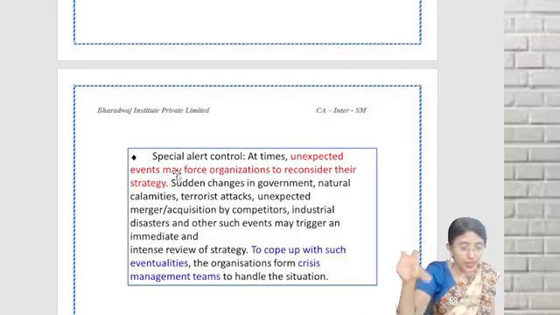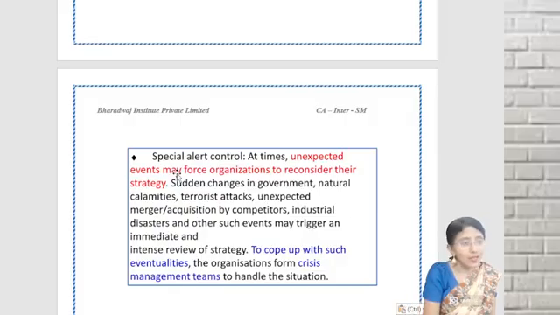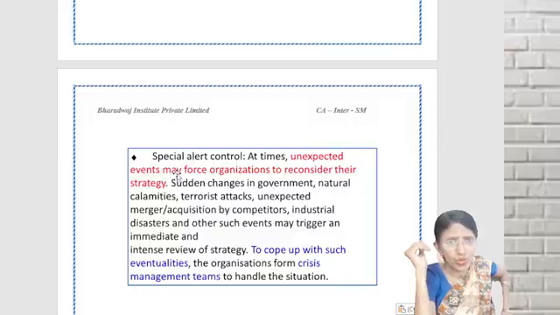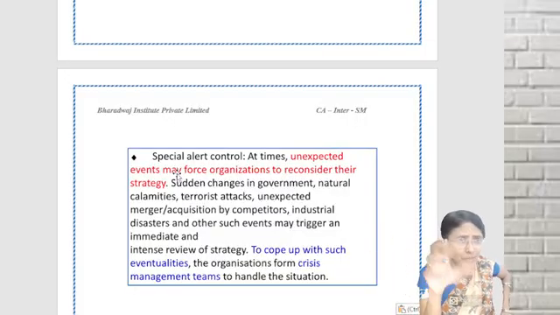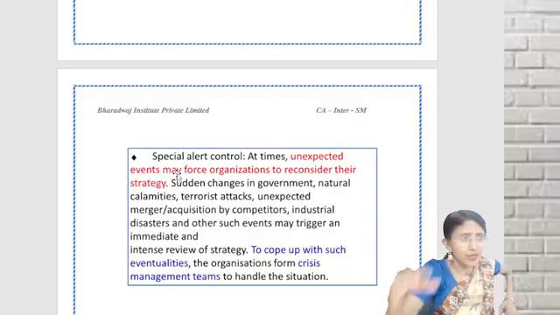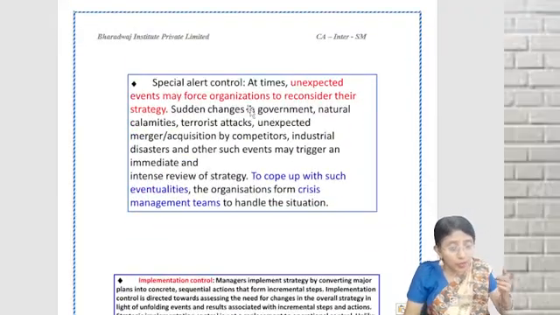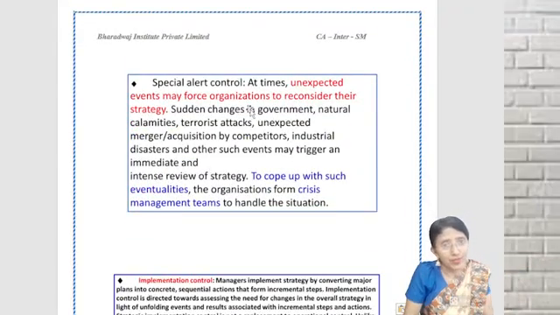Now to cope with this, a crisis management team is there and that will handle the situation. Have you heard of task force and all? Suddenly during disaster time they'll come. These are special alert forces. You have not performed properly because the situation is bad.